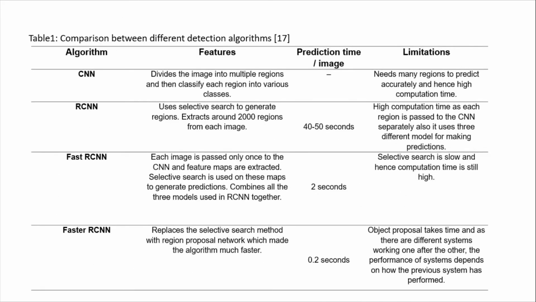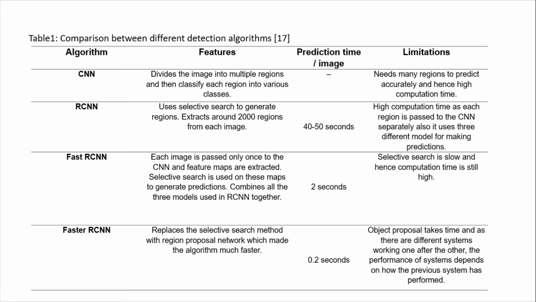In this table, you can see the comparison between the different features, limitations, and prediction time. Faster RCNN is the best in terms of time, consuming 0.2 seconds per image, which maybe can be used for real time. But Fast RCNN and RCNN use a long time and cannot be used for real-time detection.